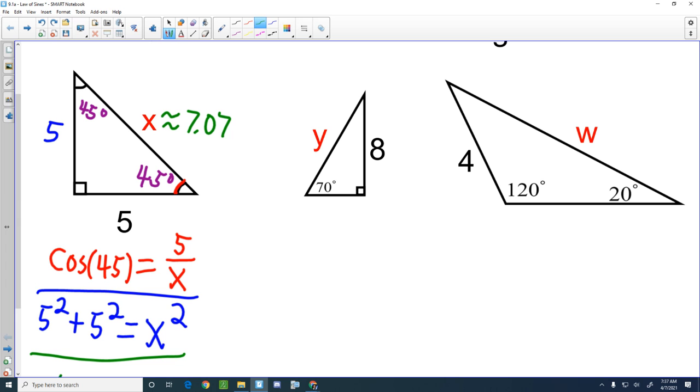Or instead of cosine, I could use sine, right? If I use this angle up here, I could say the sine of 45 equals the opposite over hypotenuse. All right, so I guess there's 4 different techniques, and all of them will give us the exact same answer. It's crazy. Lots of ways to solve for that.